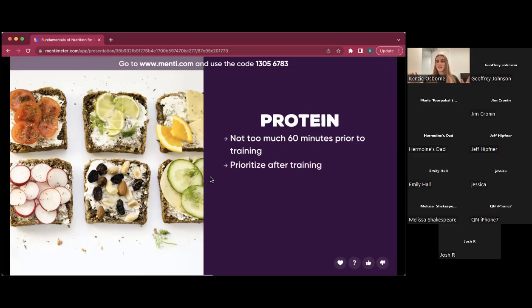Just out of curiosity, in the comments on the Zoom chat, type in how much protein you think you need after training in grams. Just throw out a ballpark. Any guesses? We have 30 grams. Okay, any other guesses here?